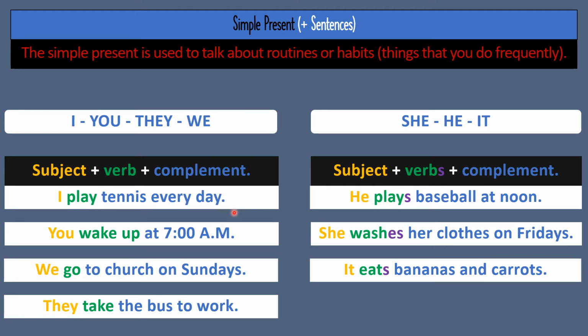Now let's read the sentences. I play tennis every day. You wake up at 7 o'clock a.m. We go to church on Sundays. They take the bus to work. He plays baseball at noon. She washes her clothes on Fridays. It eats bananas and carrots. So remember, for positive sentences, you need to conjugate the verb for she, he, and it.